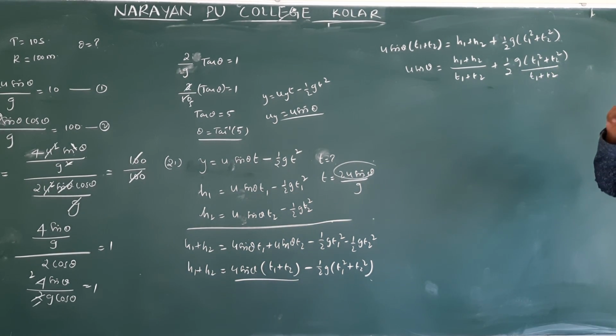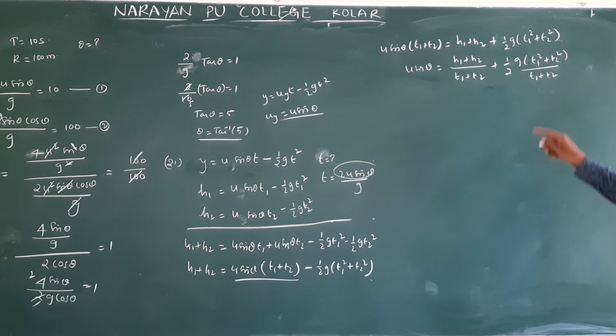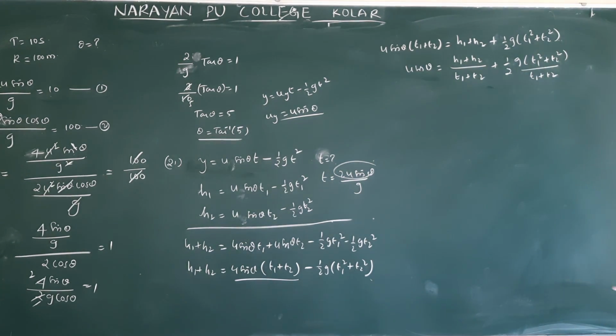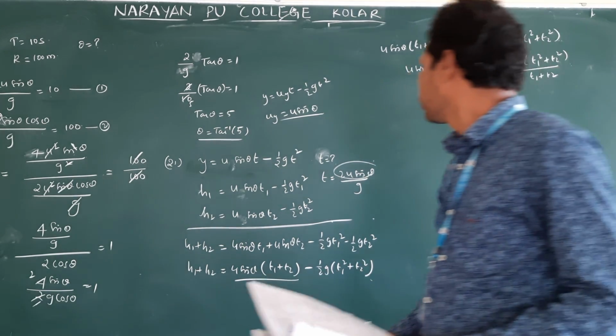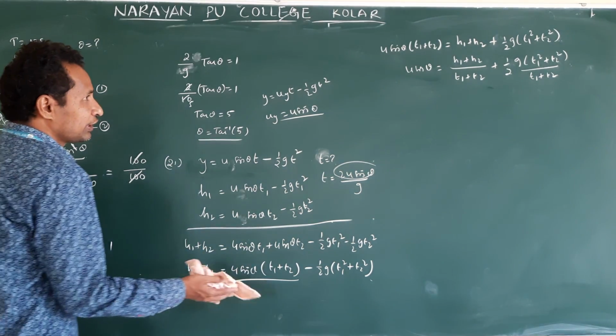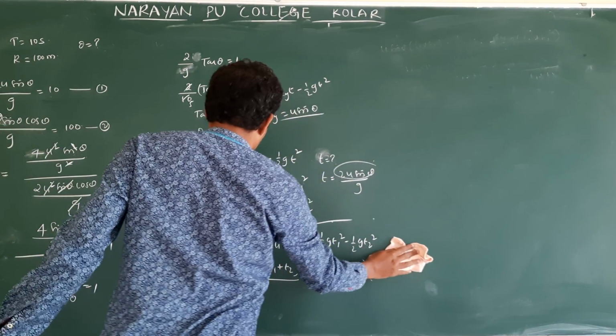Here u sin theta we got (h1 plus h2) by (t1 plus t2) plus half g (t1 square plus t2 square) by (t1 plus t2). So we are getting a lengthy derivation. To avoid this, we will make it simple because the options are not there with this. So we will change the solution. Instead of doing this, we will follow a different method. Clear?